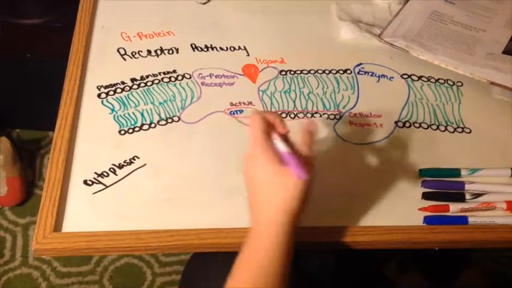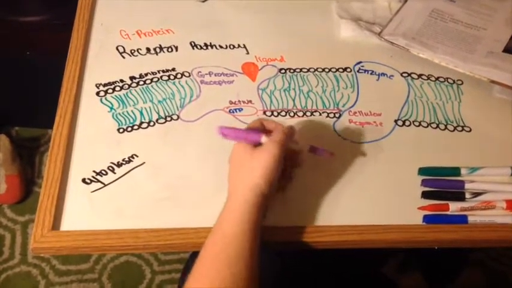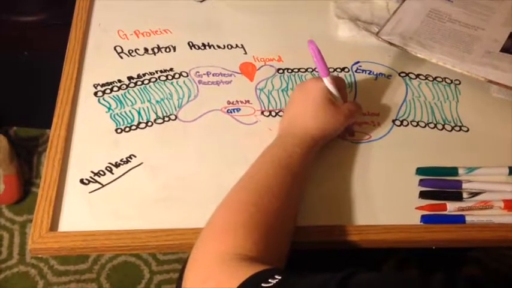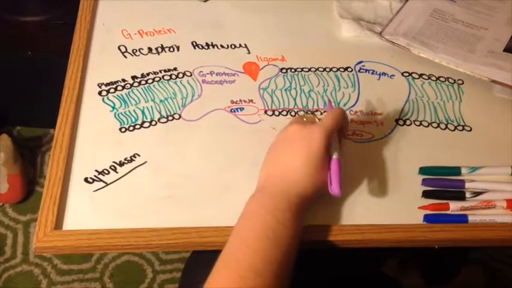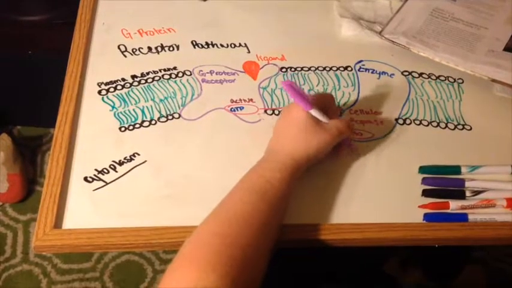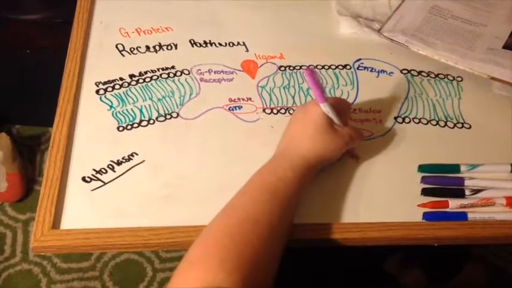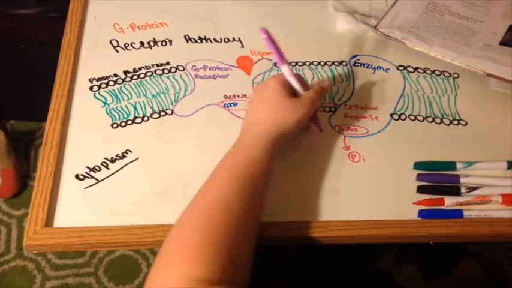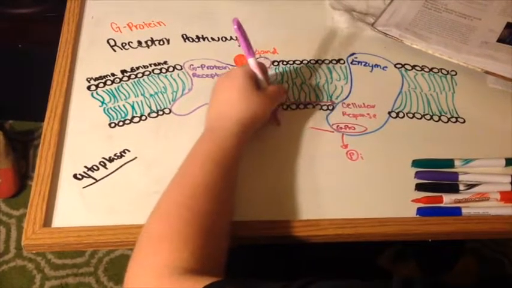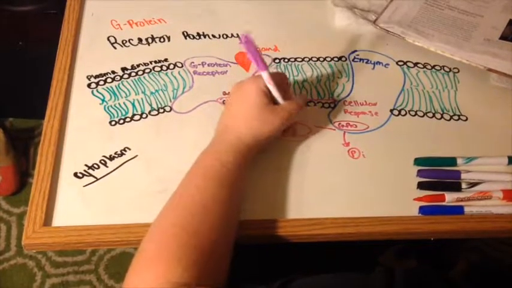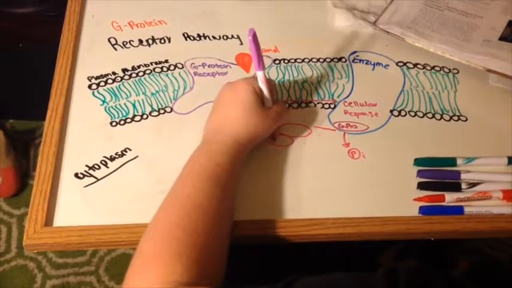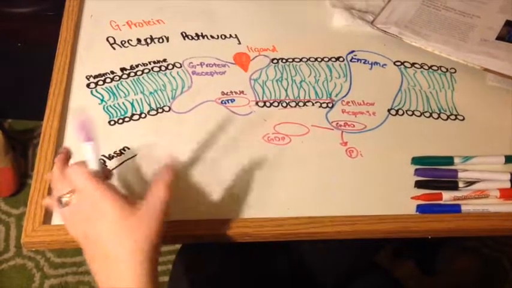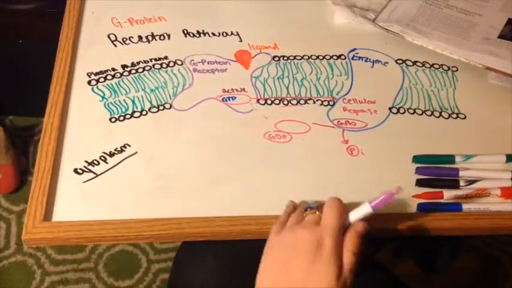Basically, it's going to take that active G protein, and let's say it's down here and it goes through that shape change. Then it goes through phosphorylation, so you have your P, and it loses that ATP. What's going to happen is it's going to go back to an inactive G protein with the ADP again until it gets another signaling molecule. And this is kind of how the G protein receptor pathway works.